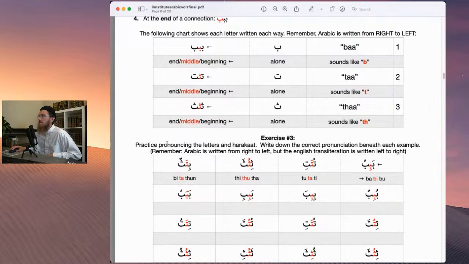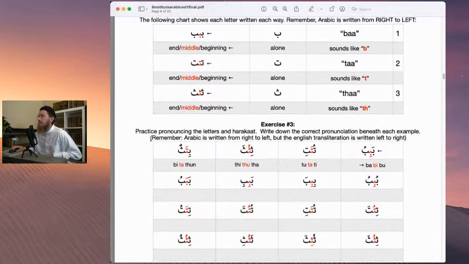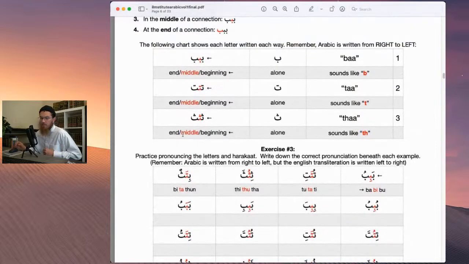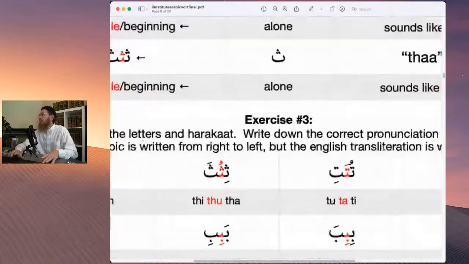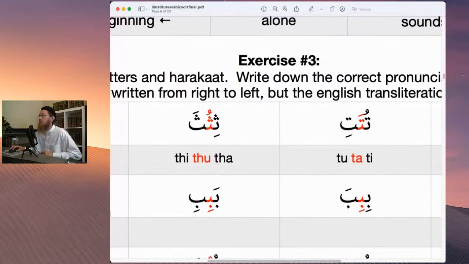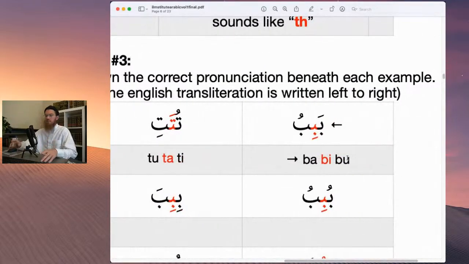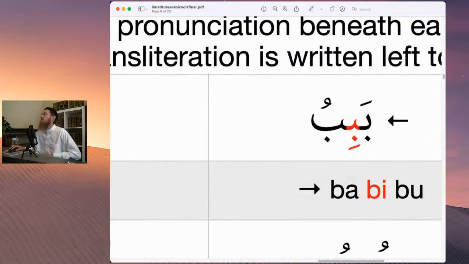Okay, so exercise 3, this is where you start testing yourself to see if you comprehended it. And of course, if you have the book, you can always look at the table above and remind yourself. All right, exercise 3. Practice pronouncing the letters in harakat. Write down the correct pronunciation beneath each example. Remember, Arabic is written from right to left, but the English transliteration is written from left to right. So let's look at this example here. I'm going to need your help in the chat. Let me know if you understand.